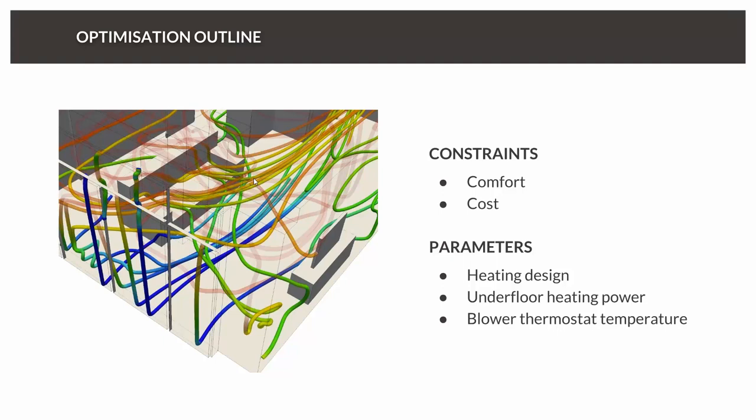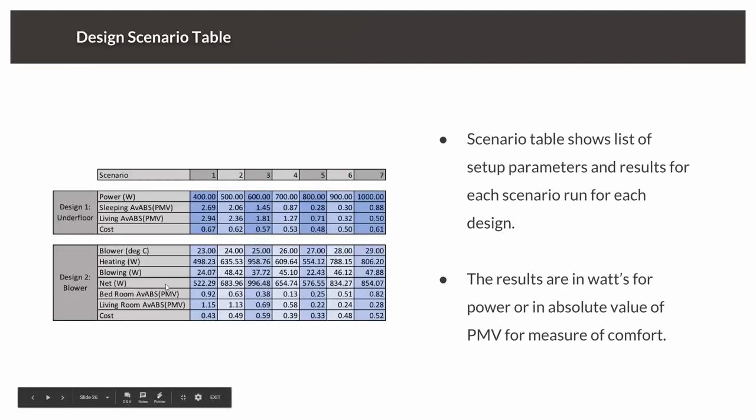So we have two constraints. One is the comfort, the other is the cost. The cost in the end represents the amount of energy used to run the system. The parameters we have are the heating design, scenario 1 or 2, and also the energy use, so the power use for the underfloor heating or the blower thermostat temperature. And this is the overview.